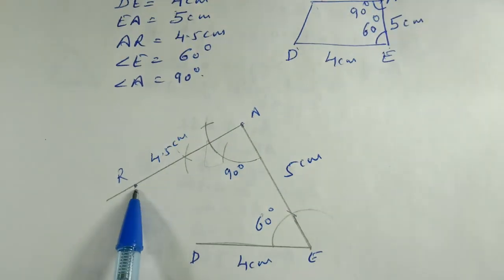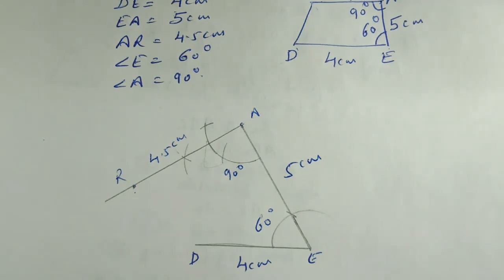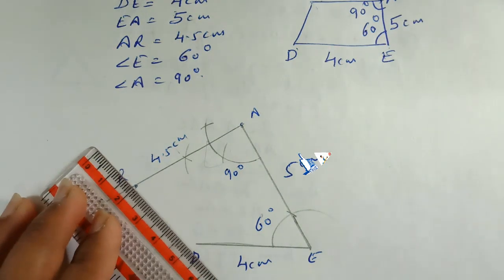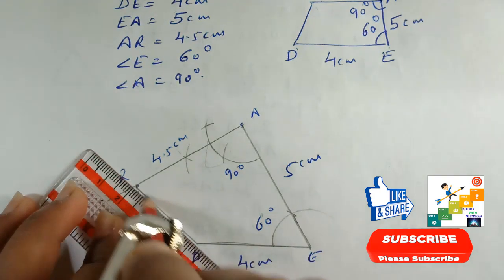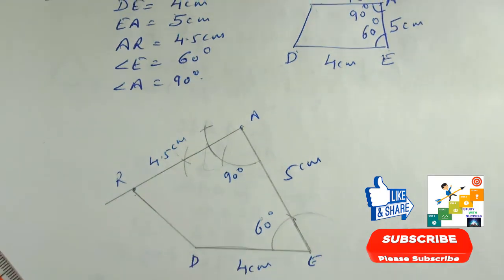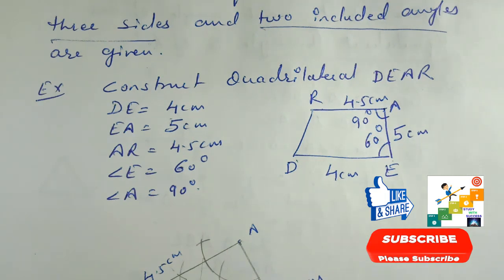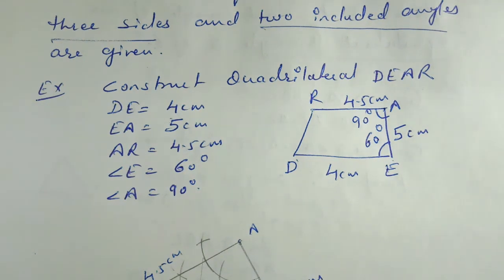Now we have the points R and D. So what we have to do is join both the points. We're going to join these two points. So this way we can draw the quadrilateral in which three sides and two included angles are given.